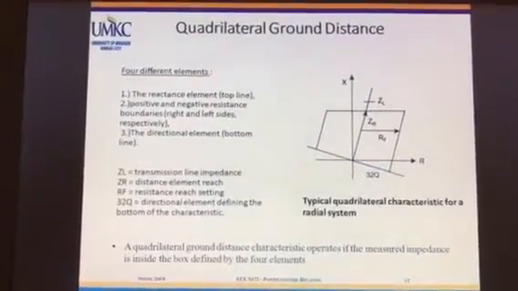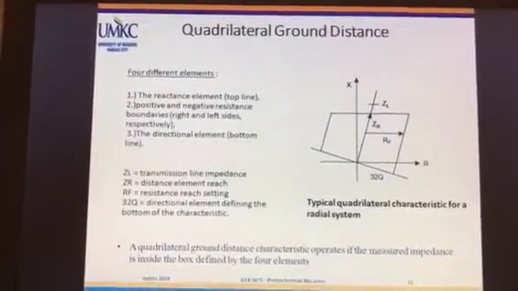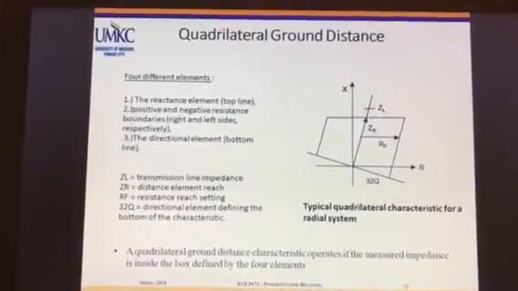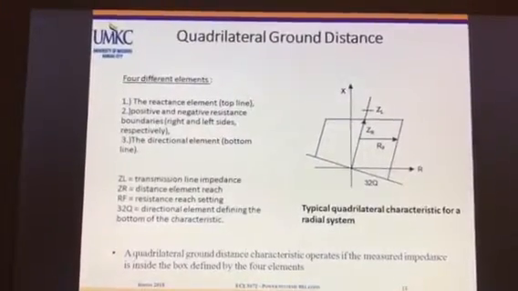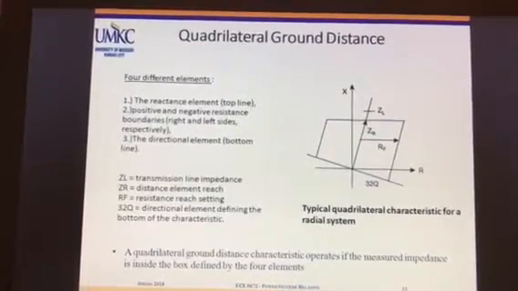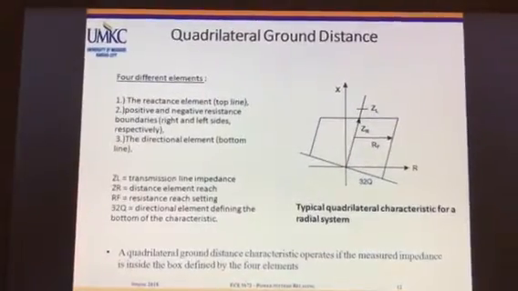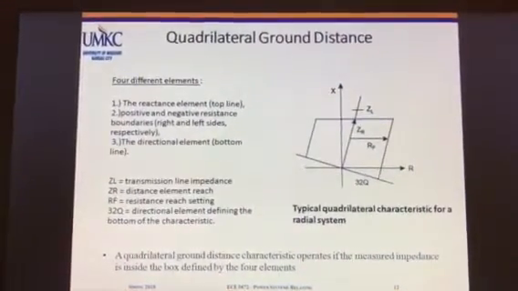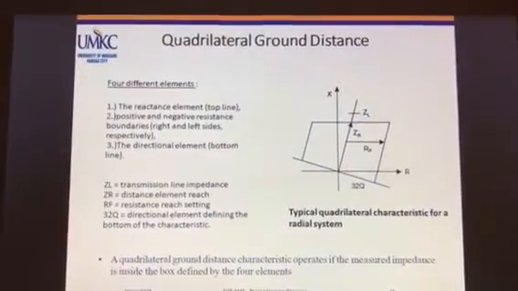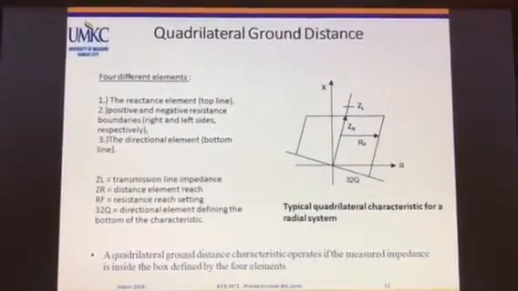Next one comes the quadrilateral ground distance. This one is a typical characteristic for the radial system, and it has four elements: ZL, that is the transmission line impedance, ZR, that is the distance impedance reach, RF is the resistance reach setting, and 32Q is the directional element for defining the bottom of the characteristic. Another definition is that the reactance element is the topmost line, and the positive and negative resistance boundaries are the right and left side, and the directional element is the bottom line.